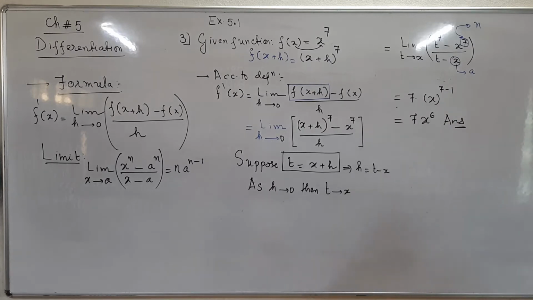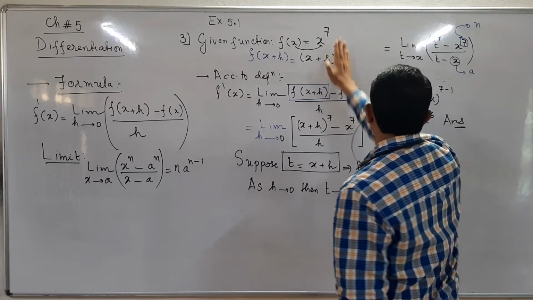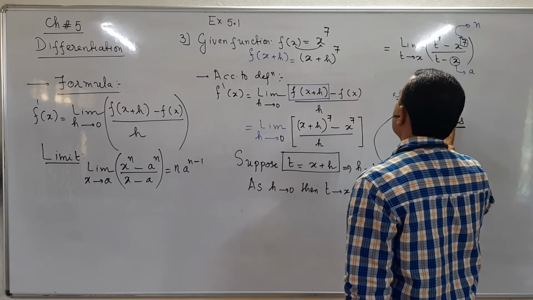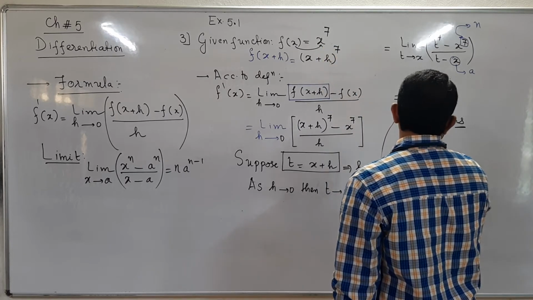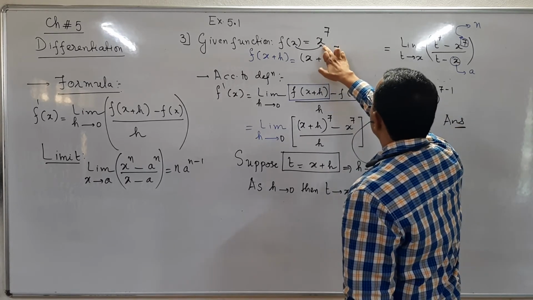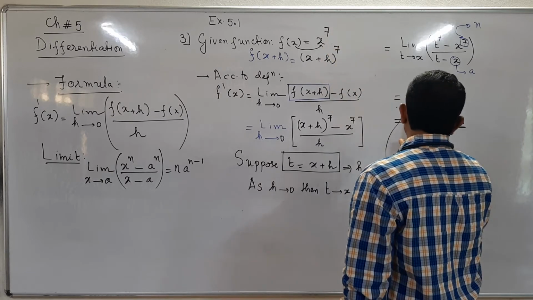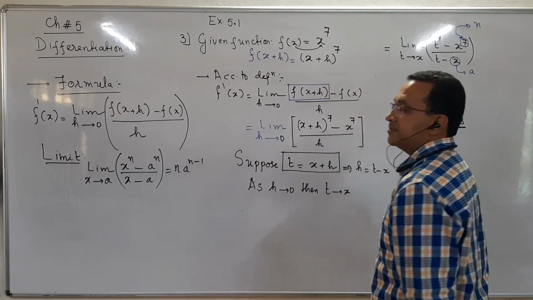Check. So if it is x square, the answer is 2 into x raised to 2 minus 1. So if the function is, students, x raised to 7, then the answer is 7 into x raised to 7 minus 1, which is 6. Suppose this was x raised to 50, answer would be 50 x raised to 49. Suppose this is x raised to 18, answer is 18 x raised to 17. Suppose this was x raised to 500, answer is 500 x raised to 499.